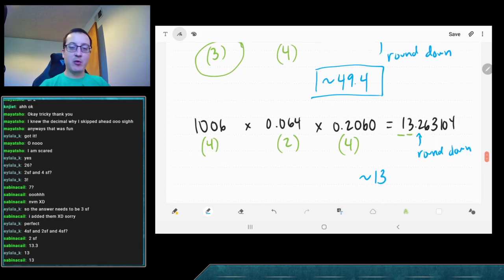So now we'll round that to 13. Okay, so it doesn't matter if we're multiplying 800 numbers. What we need to see is we want to convey our lowest significant number. Okay?